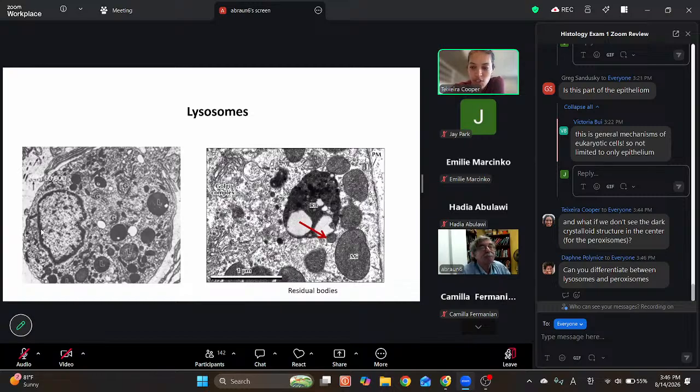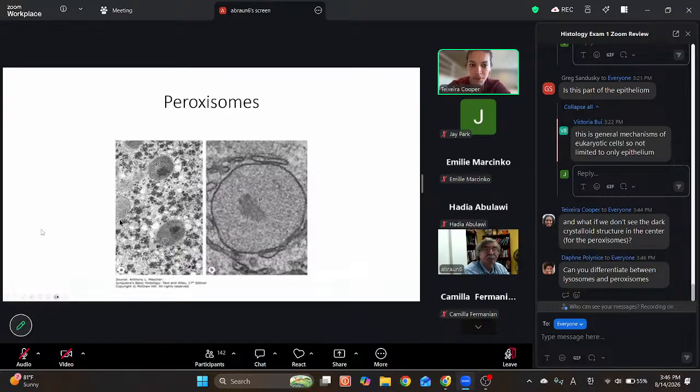Dr. Brown, may I ask a question? Yeah. Can you go back a couple of slides to the peroxisome? You mentioned that if we get lucky, then we'll see the dark crystalloid structure in the middle. What if we don't get lucky and we don't see the structure in the middle? How would we differentiate?